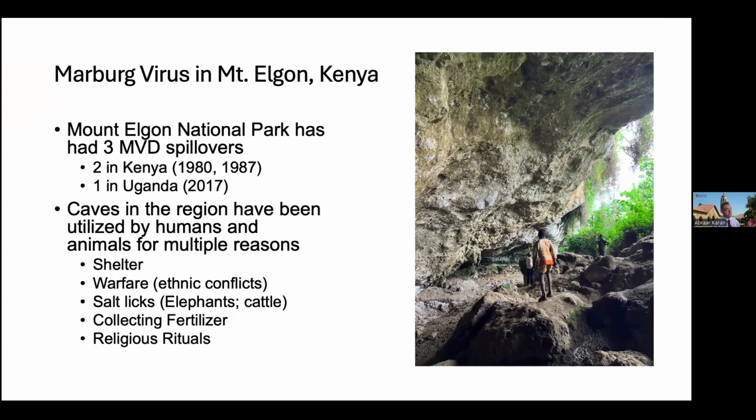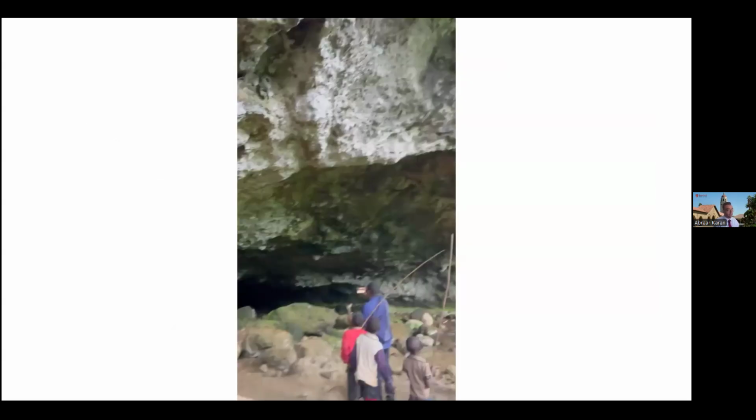And then 1 outbreak in Uganda among a farmer who was bringing his cattle up so that they could access some of the minerals and salt in the walls of the caves. These caves are also famous for elephants that come in to get access to these minerals and salts. People come in here to collect fertilizer and also for religious rituals, and they were also used during some ethnic conflict for being able to hide and work out of the caves. I'll play a video so you can get a sense of what they look like.